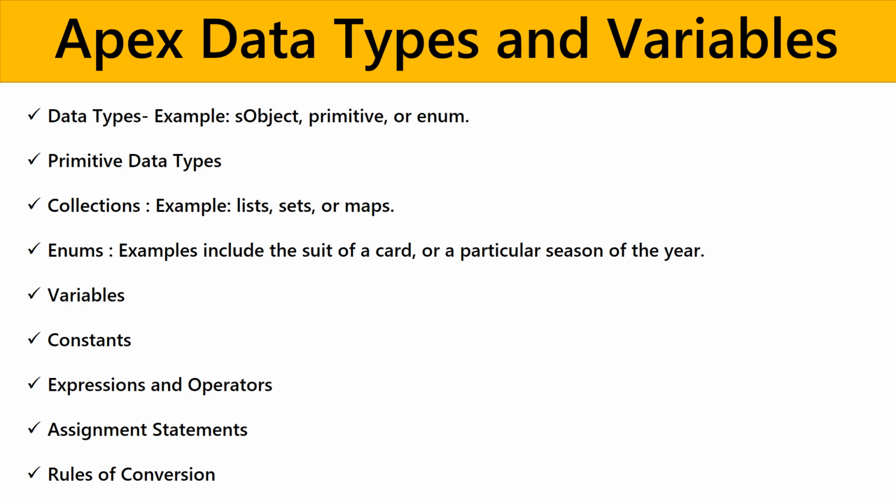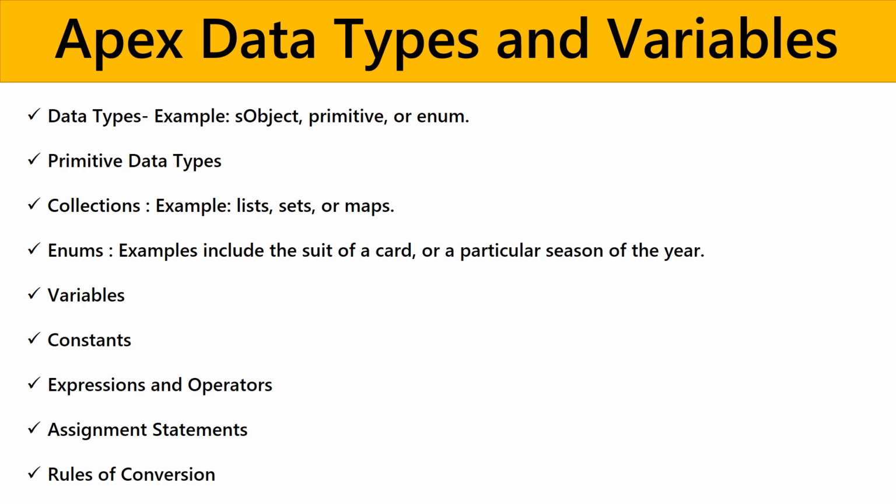Enums. An enum is an abstract data type with values that each take on exactly one of a finite set of identifiers that you specify. Enums are typically used to define a set of possible values that don't otherwise have a numerical order. Typical examples include the suit of a card, or a particular season of the year. Variables. Local variables are declared with Java-style syntax. As with Java, multiple variables can be declared and initialized in a single statement.